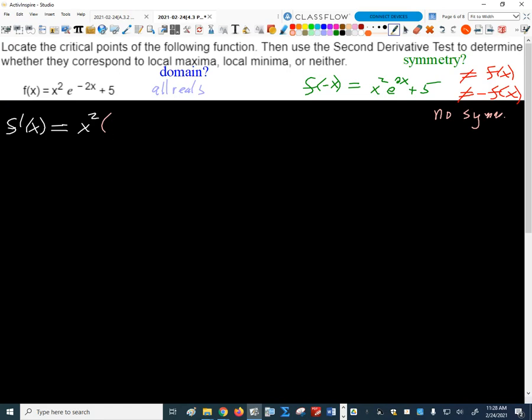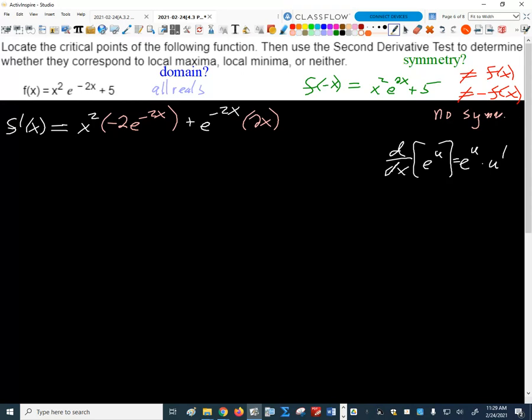Okay, so let's remind ourselves about the derivative of e to the u. The derivative with respect to x of e to the u is just e to the u times u prime, right? So e to the negative 2x times negative 2. So negative 2 e to the negative 2x. Good. Plus e to the negative 2x times 2x. Good. Okay.